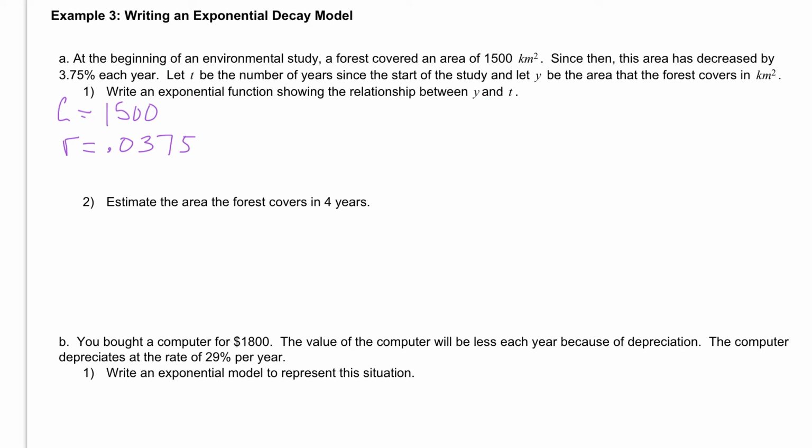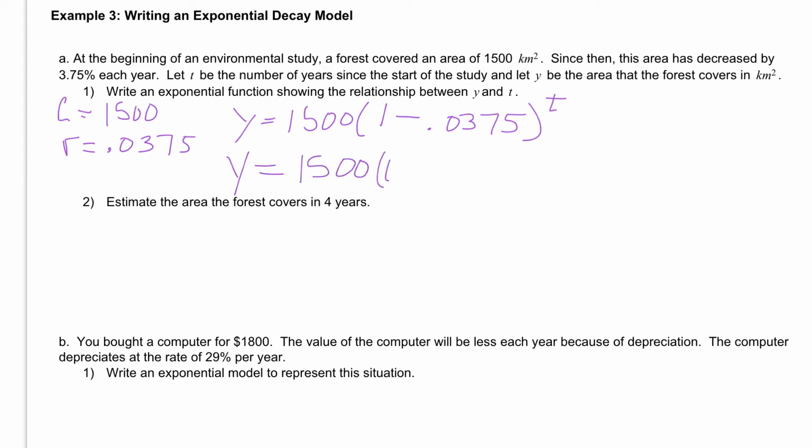And we get Y equal to 1,500 times 1, and now since we're dealing with decay, this is going to be a subtraction of 0.0375 raised to the T. And then from here, you're always going to simplify what's inside. So we get Y equals 1,500 times 0.9625 raised to the T. That's our model, comparing Y and T.